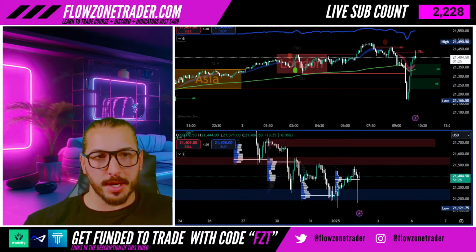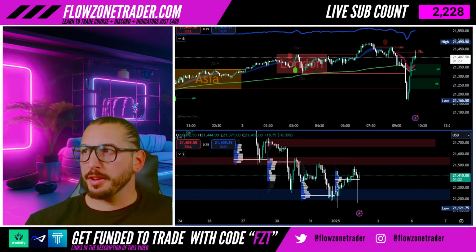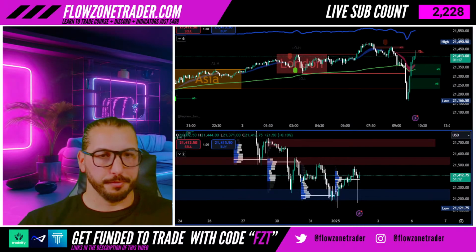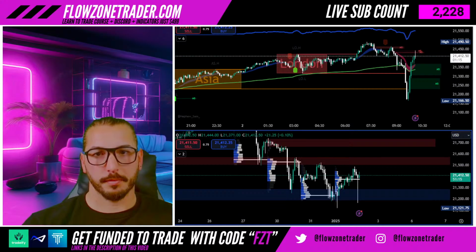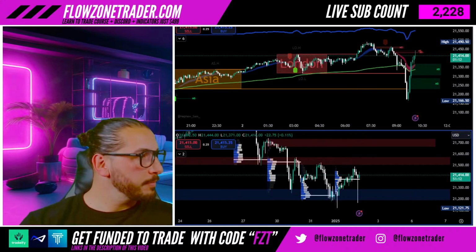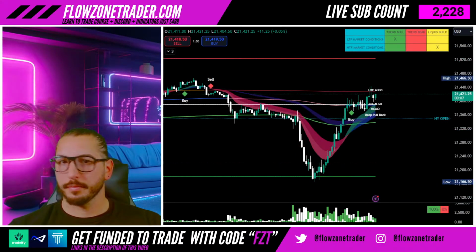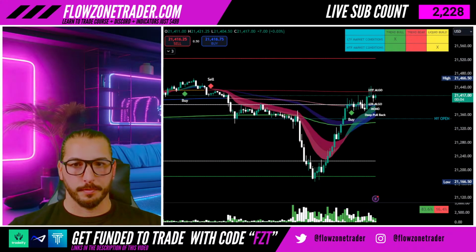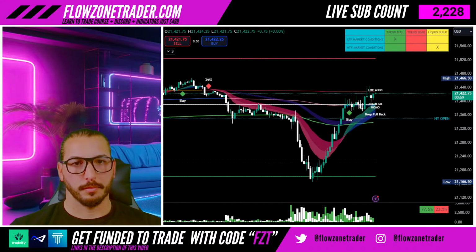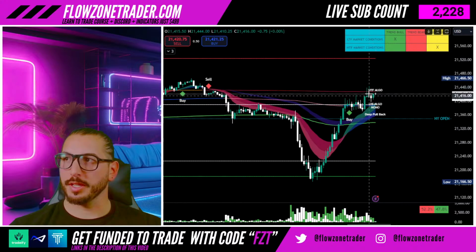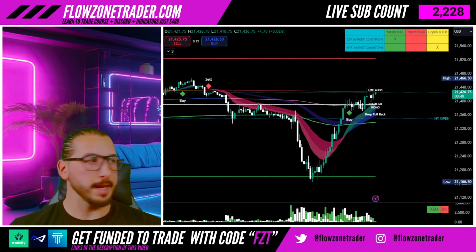Most of you should be nicely green, all right? Most of you should have either taken that fail underneath the 320s or taken that move back upside. I want to be cautious if it starts to build trendline liquidity up here. If it starts to build trendline liquidity up here, it's going to use it at some point and come and clear them all out.